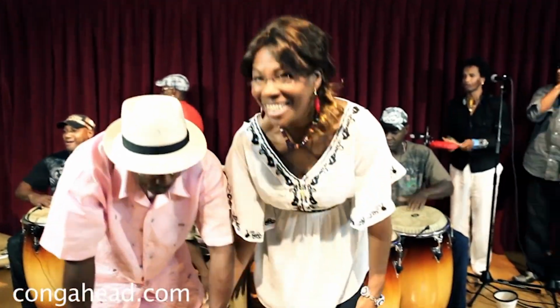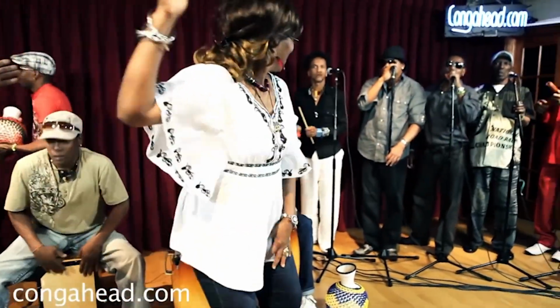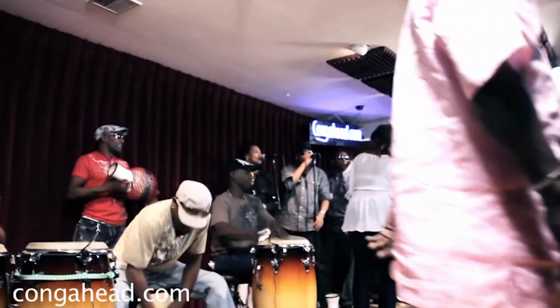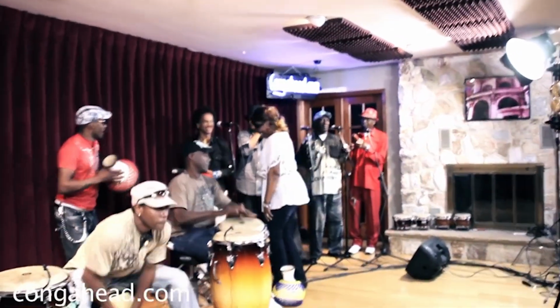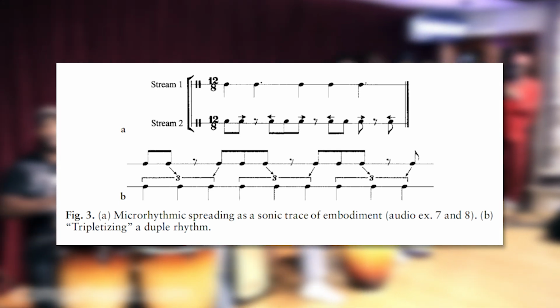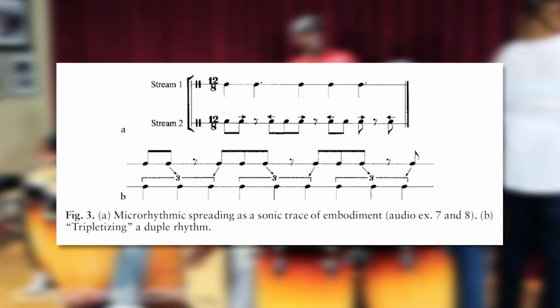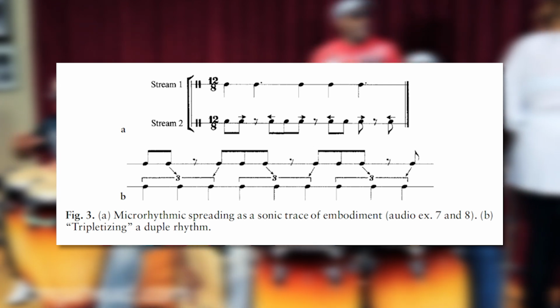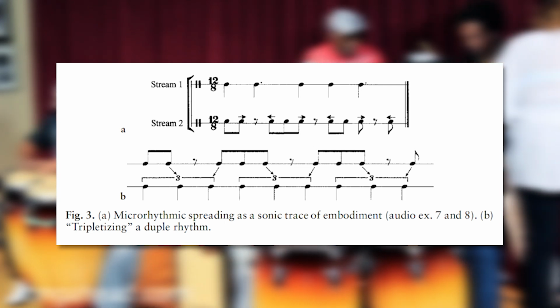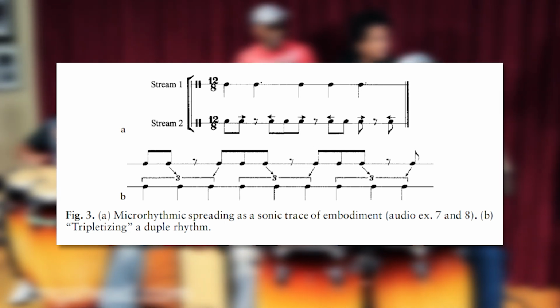Now you may have noticed in the guaguancó or the samba that the notes weren't metronomically perfect. By that I mean they didn't fit perfectly in the grid of either eighth notes, quarter notes, or triplets. Sometimes they were somewhere in between. We called that swing. Let's take another look at the rumba clave.